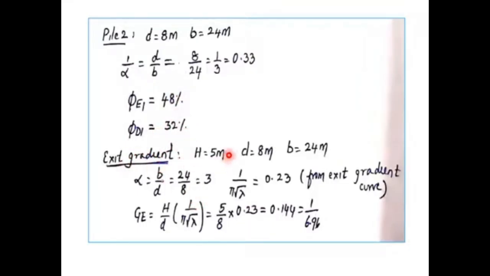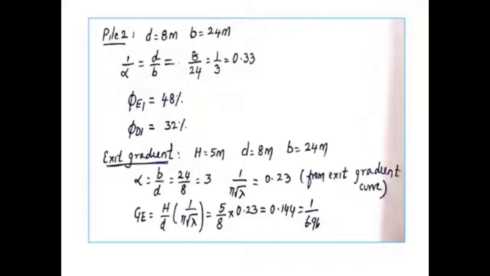Similarly for the exit gradient, H is 5 meters, the depth of the downstream cutoff is 8, and the total floor length is 24. So alpha is B by D, which is 3. Reading from the exit gradient curve, we get 0.23 for 1 by pi root lambda. Substituting here, we get the exit gradient, which is 1 in around 7, say.